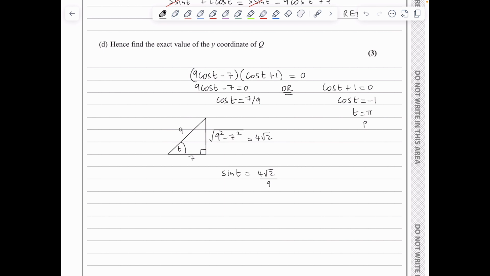Remember, we're trying to find the y coordinate of the point Q, and we know that y is equal to 3 sine t plus 2 cos t. So we know that sine t is 4 root 2 over 9, so 3 times 4 root 2 over 9 plus 2 cos t, so plus 2 times 7 over 9. Well, all of this simplifies to 12 root 2 plus 14, and all of it over 9.